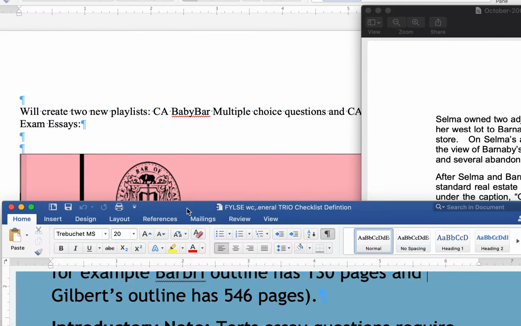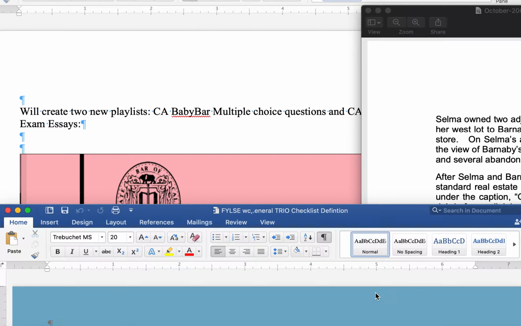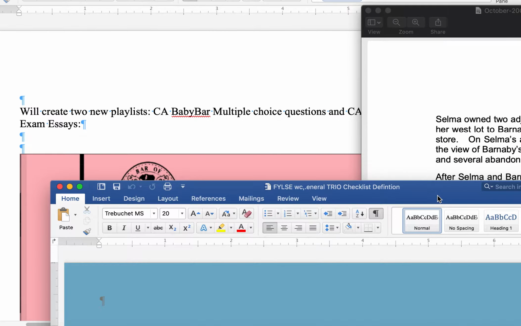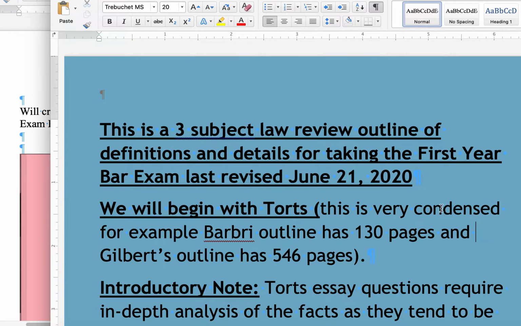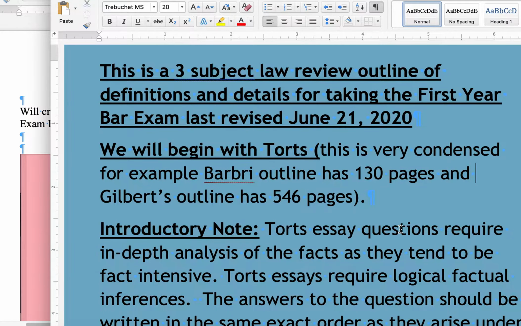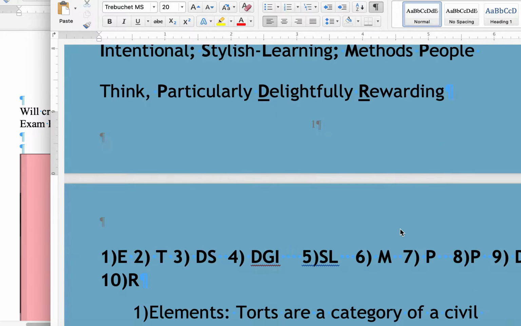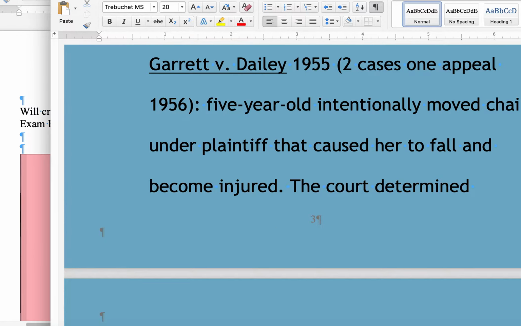Now, I have a general trio checklist for the first year students' law exam, and it's for general subjects for the California baby bar. And I basically made 3 main lists, and I've been refining the list a bit.